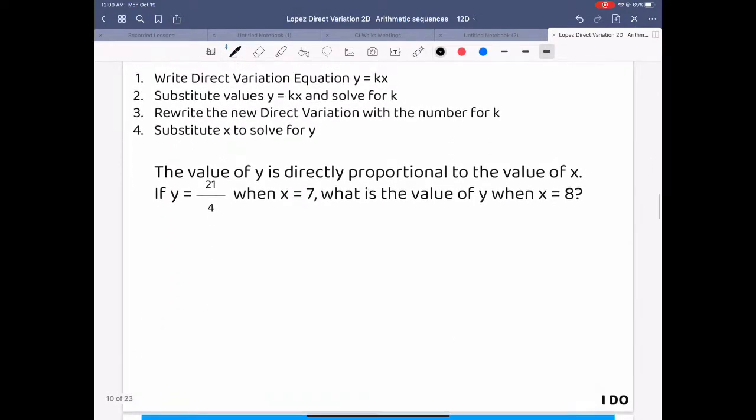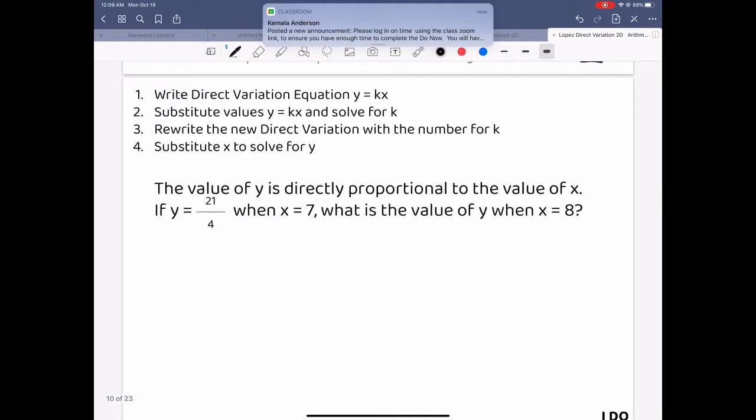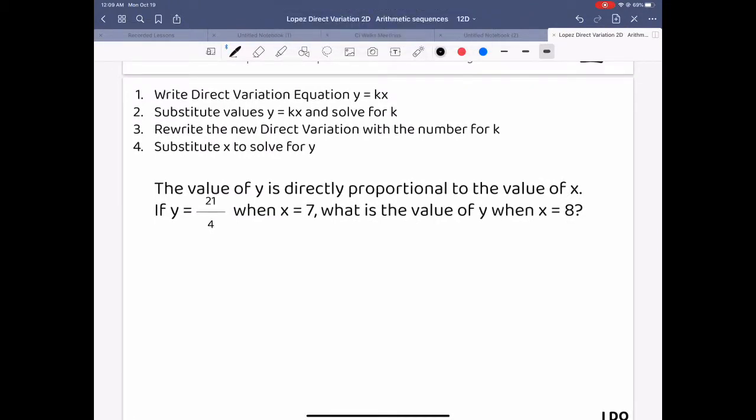All right, now we're moving on to the second type of problem. So I'm going to go ahead and read the problem first. The value of y is directly proportional to the value of x. If y equals 21 over 4 when x equals 7, what is the value of y when x equals 8?